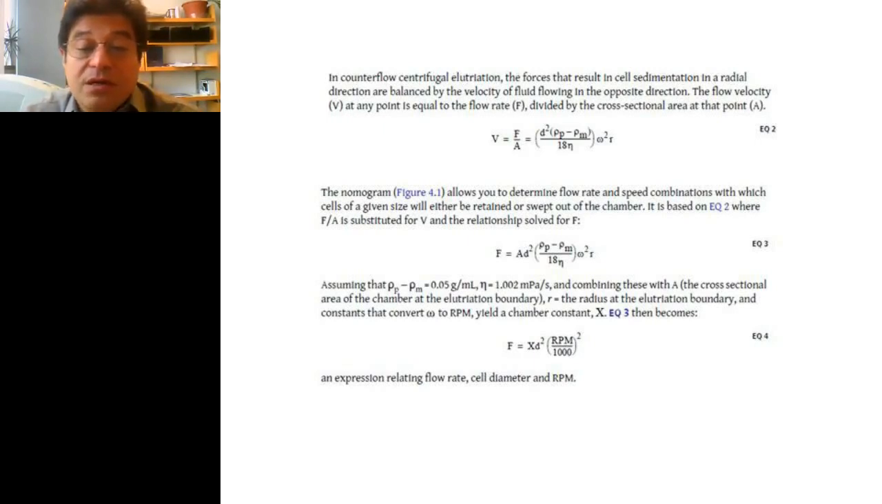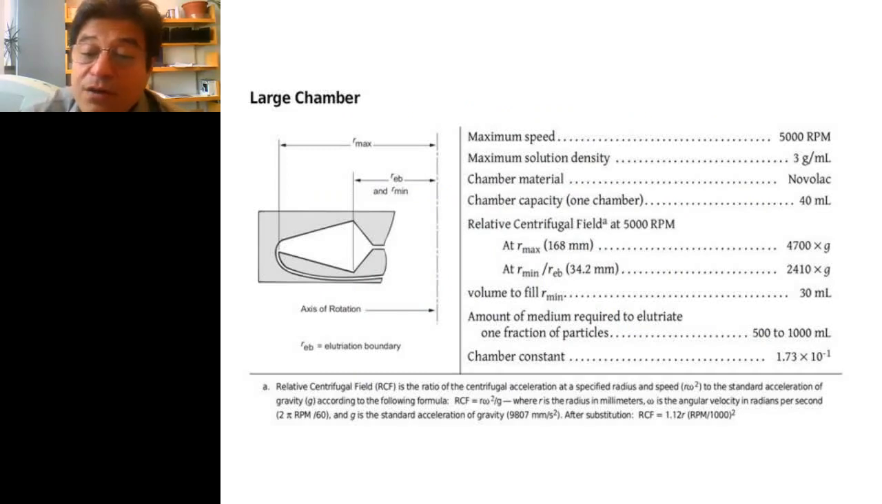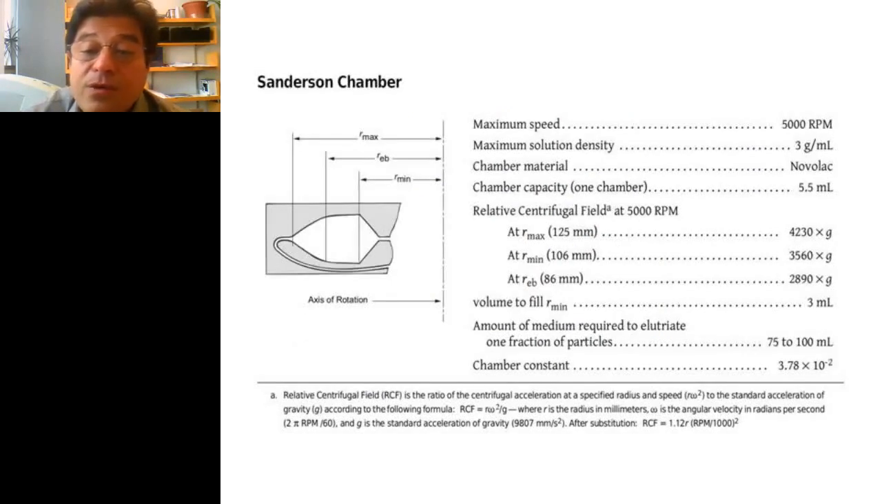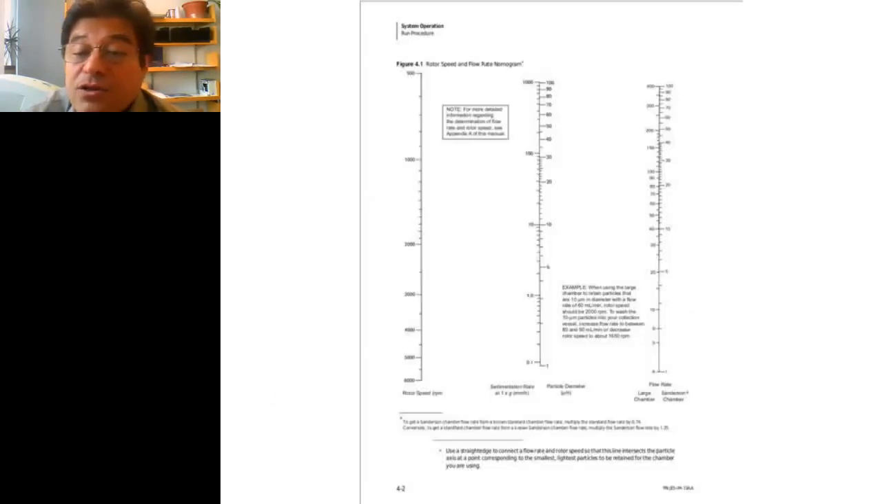Which equates cell size to RPM, which we usually keep constant, and also factors in a given chamber's information. All of this is available in the manual, these parameters. But this is the Sanderson chamber.